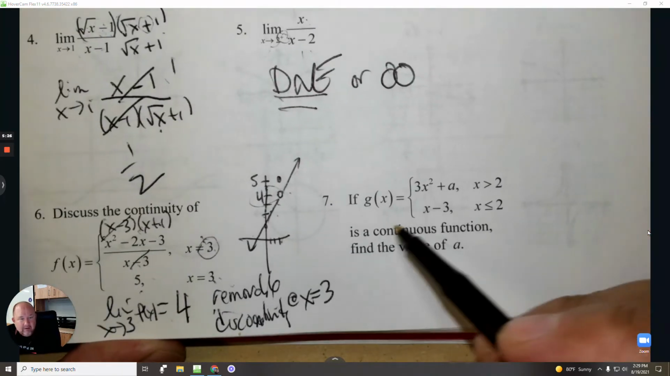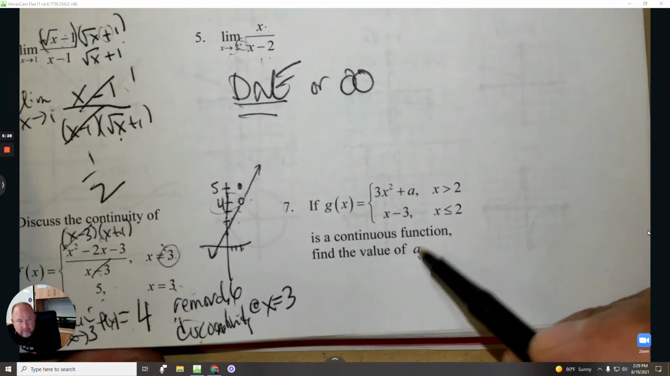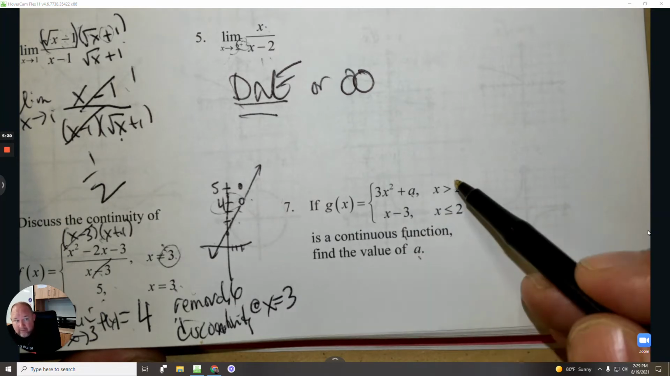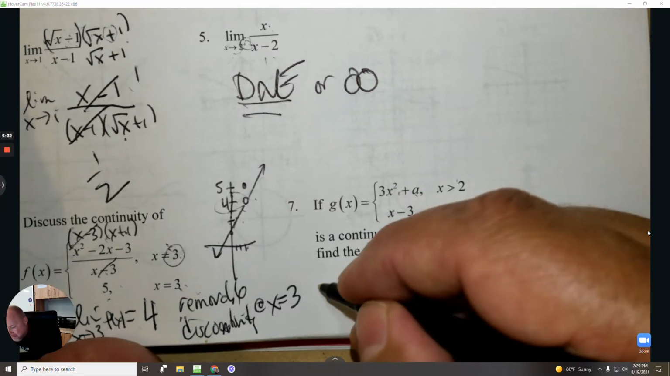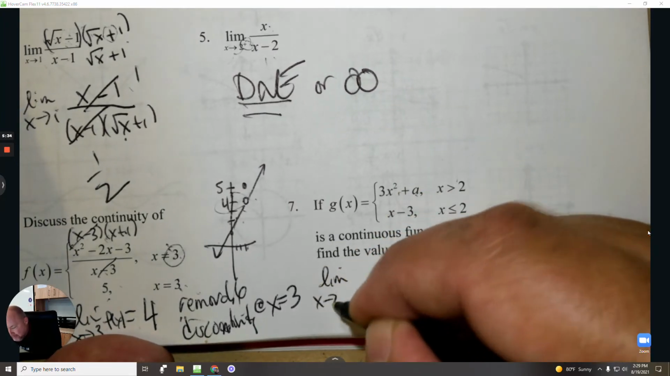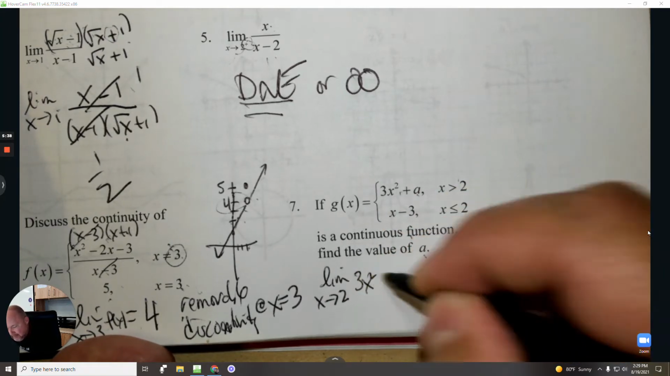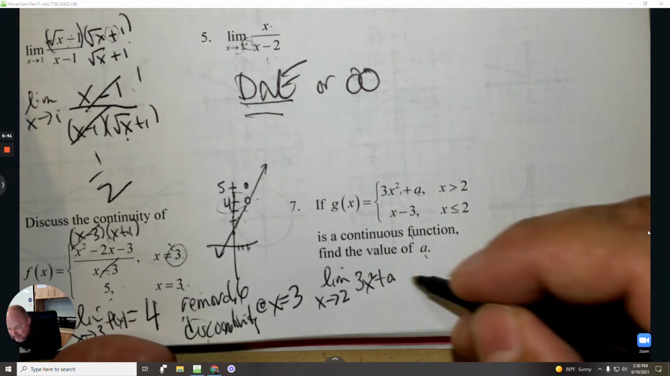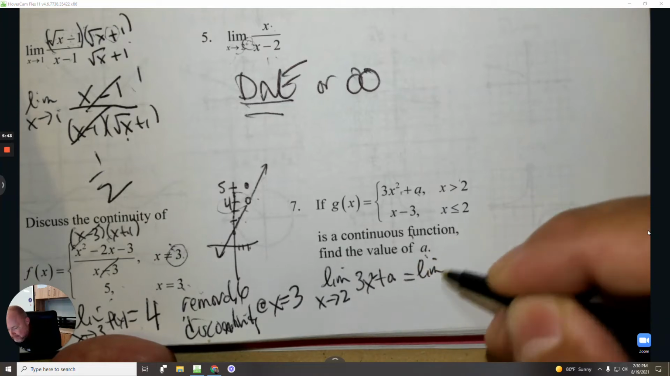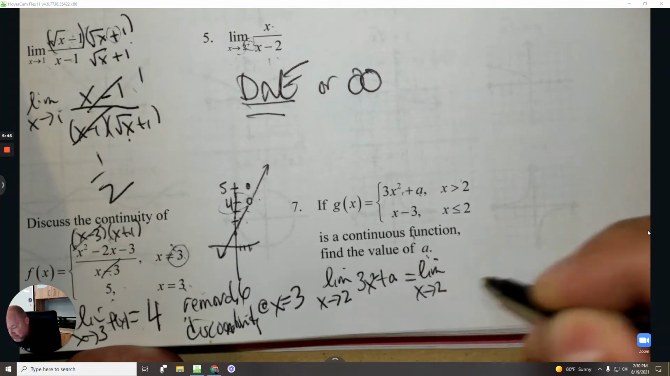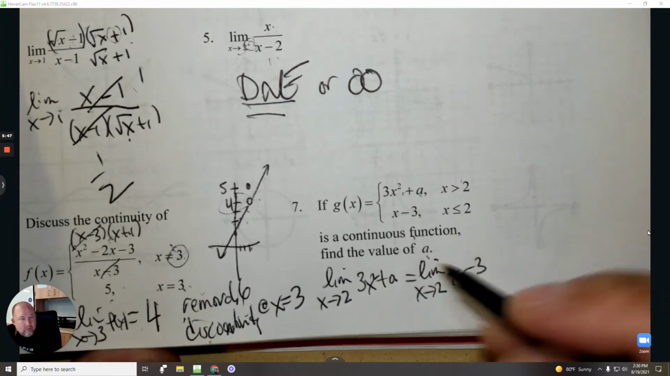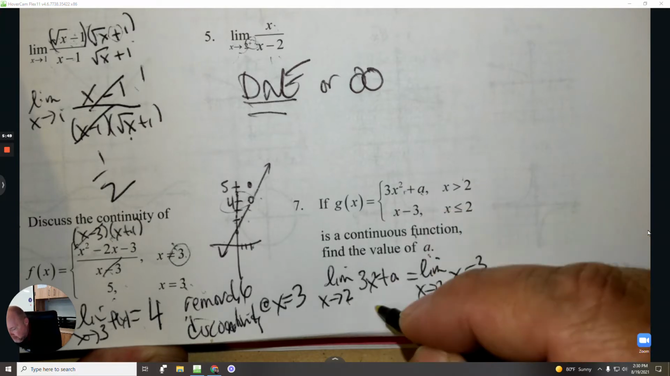All right, if I look here, this is a continuous function. Find the value of a that makes it continuous. So if I plug 2 in here, I'm going to write it as a limit so we write it properly. The limit as x approaches 2 of 3x squared plus a needs to equal the limit as x approaches 2 of the bottom. So what we're going to do is plug 2 in.